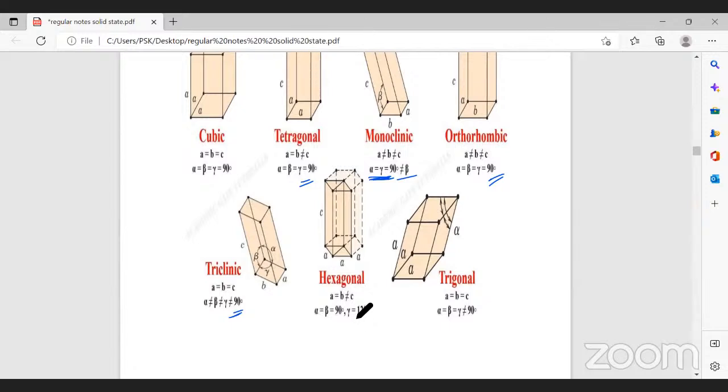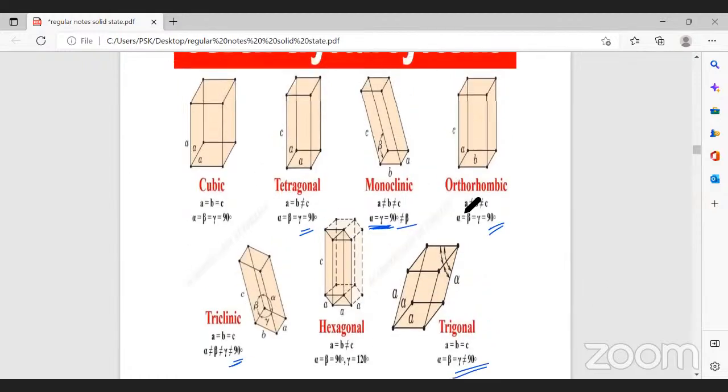All right. The last type of crystal system that we have is called trigonal. In case of trigonal, a is equal to b is equal to c, and alpha, beta, gamma, all the bond angles are not equal to 90 degrees. Just keep observing the crystal systems and make a note of it. And this is important for learning.